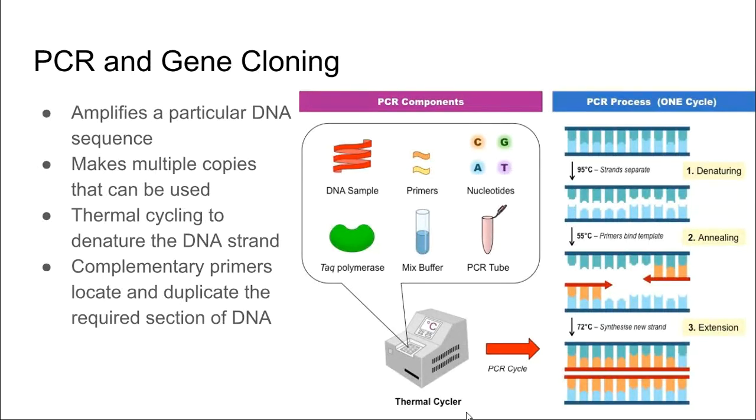PCR is also used to amplify a particular DNA sequence, and it goes through multiple cycles of denaturing, annealing, and then extension. It goes through a process of thermal cycling, so we see the temperature change, and this helps the DNA strand to denature. We do have to use complementary primers, and these help to duplicate the required section of DNA, not the whole section.